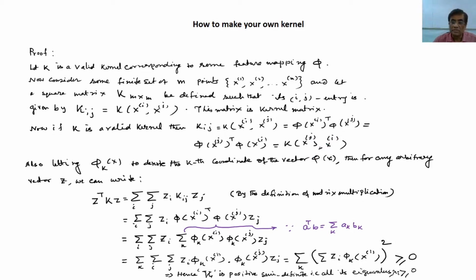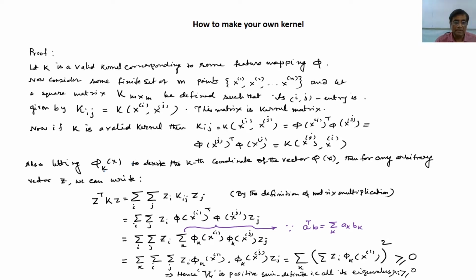So this is the dot product. This is the symmetric nature of this matrix. It should be there if K is to be a valid kernel, and we are assuming that K is a valid kernel, and then we will see what it is leading us to.